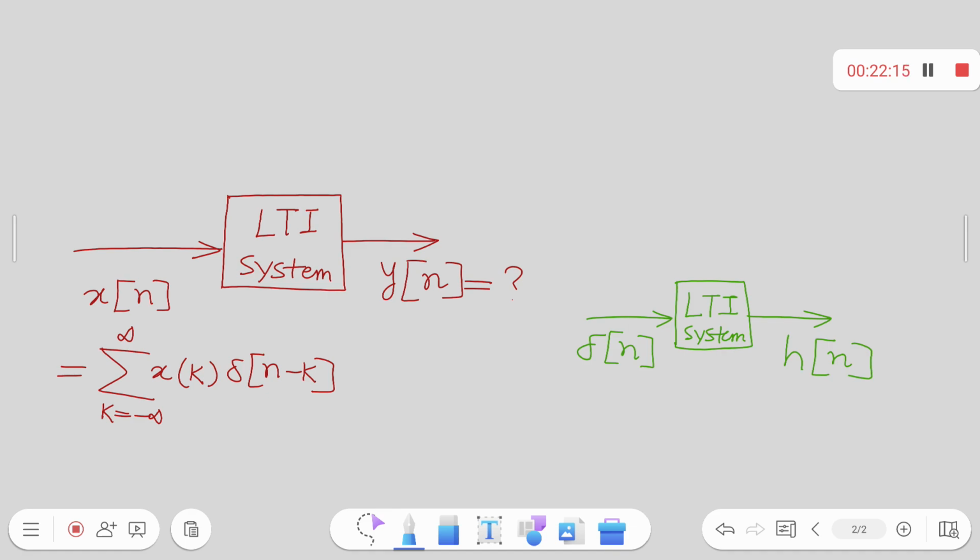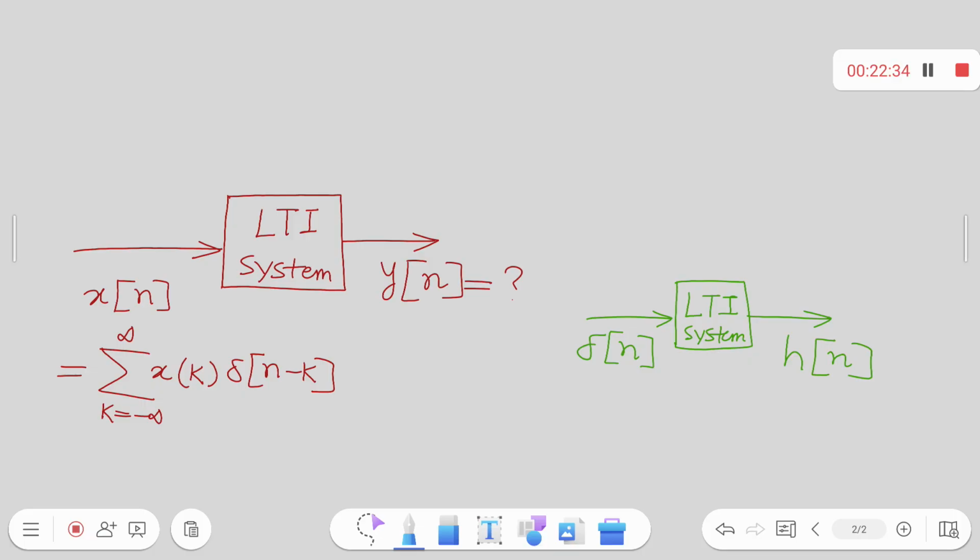If the input is x of n, output is y of n. If the input is delta n, output should be h of n. But here the input is not delta n, but the time shifted and scaled version of delta n, added together.